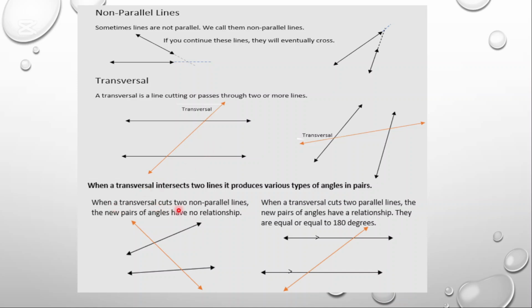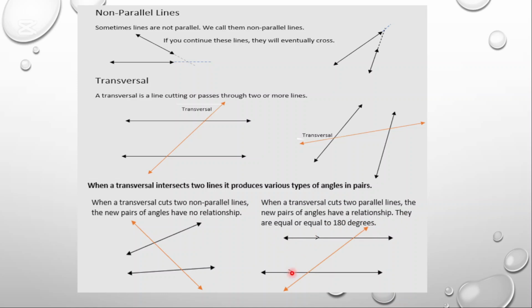Now when a transversal cuts 2 non-parallel lines, the new pairs of angles have no relationship, and that means they will not be equal, but you will still find your vertically opposite angles that are equal and your supplementary adjacent angles that add up to 180. But when a transversal cuts 2 parallel lines, the new pairs of angles have a relationship. They are equal or equal to 180 degrees.